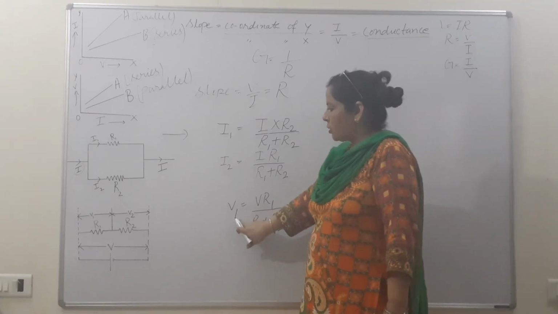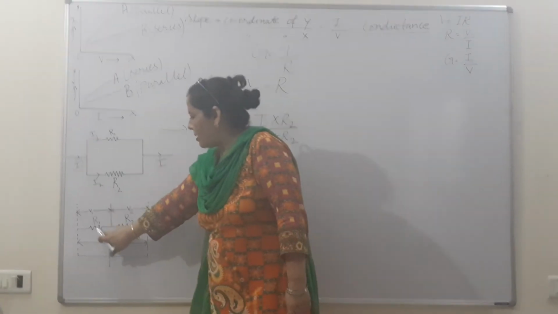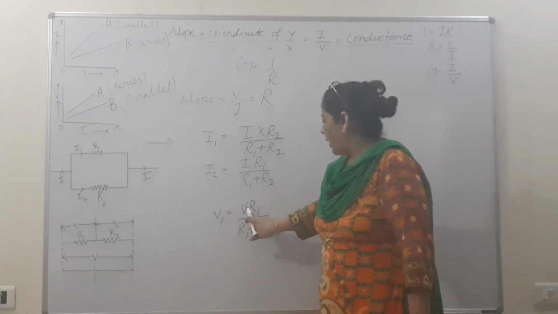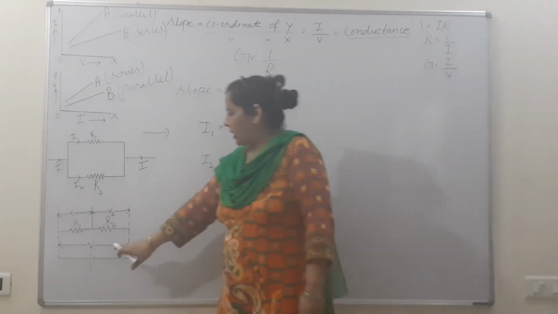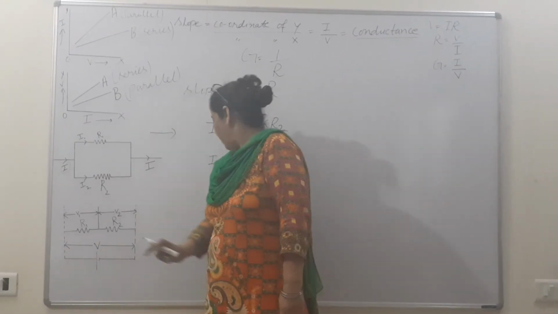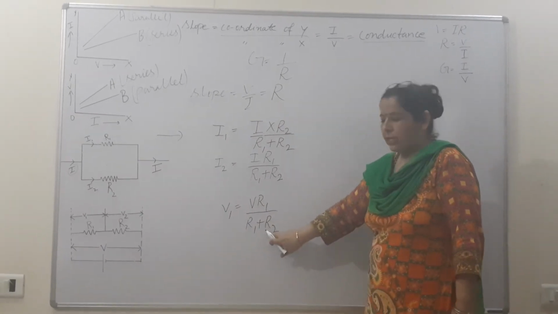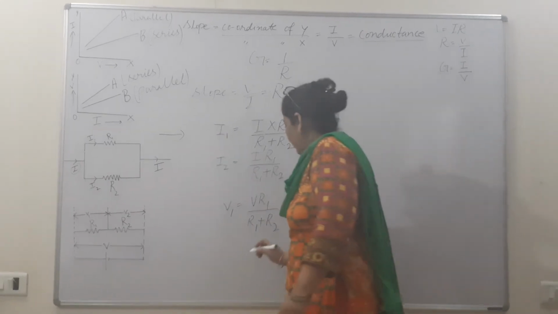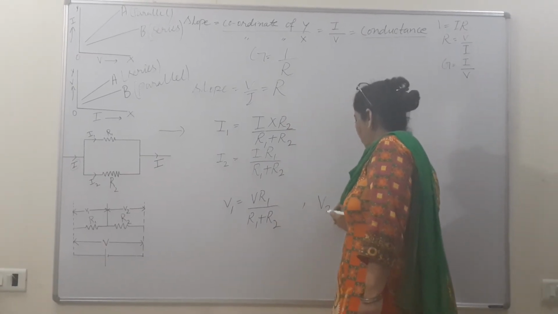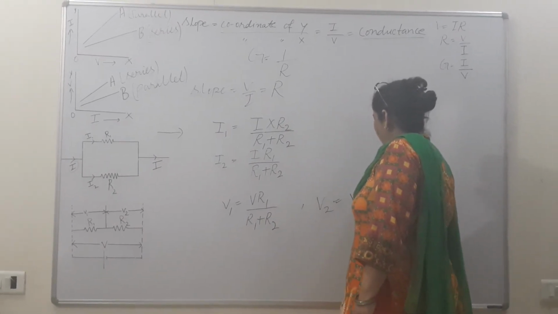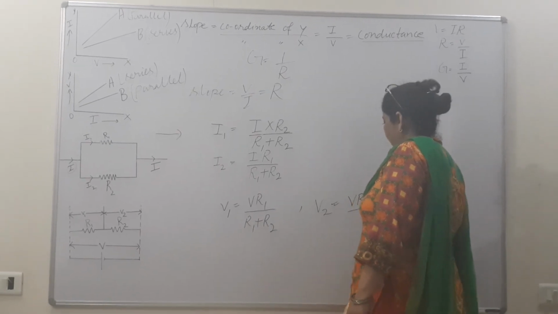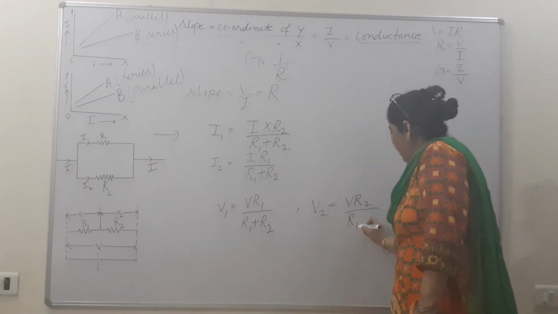This V1 is the voltage across the R1 resistor. This V is the total voltage across the cell or battery, and this R1 is the first resistor and this is the sum of both the resistors. In the same way, beta, V2 will be equal to V multiplied by R2 divided by R1 plus R2.